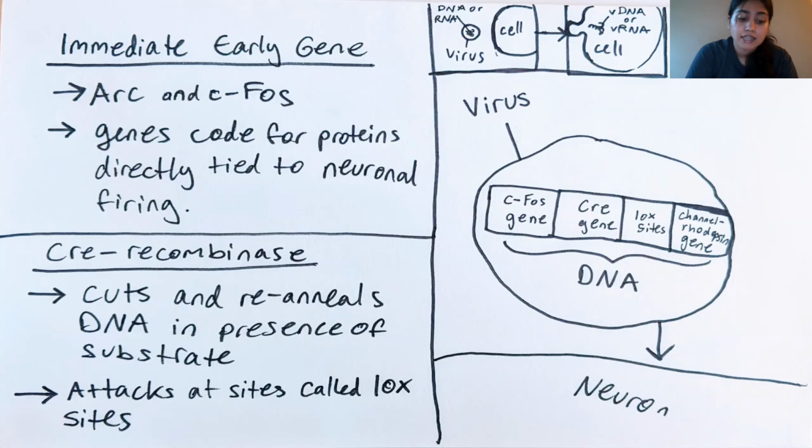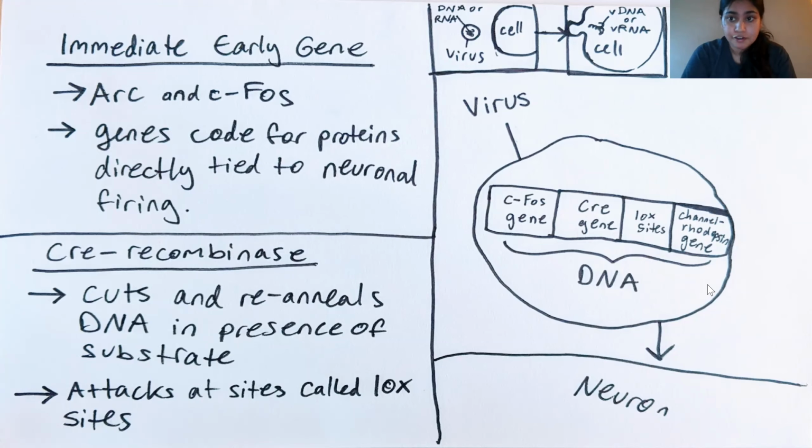So what scientists did was create a gene sequence that had the CFOS gene, again the immediate early gene, then a gene for an enzyme called Cre recombinase, which I'll talk about in a second, and then a gene for channel rhodopsin. And also they would have another gene that has a fluorescent protein attached after channel rhodopsin as well, so that they could see if the gene sequence was actually being expressed. So there would also be a fluorescent protein gene in addition to that.